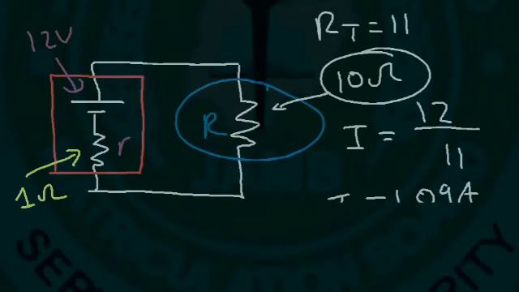But notice what happens if we increase the resistance of the meter. Let's say we increase it to 1,000.